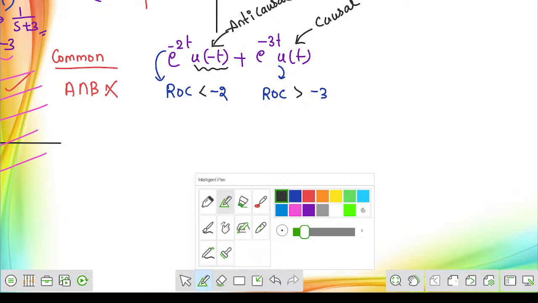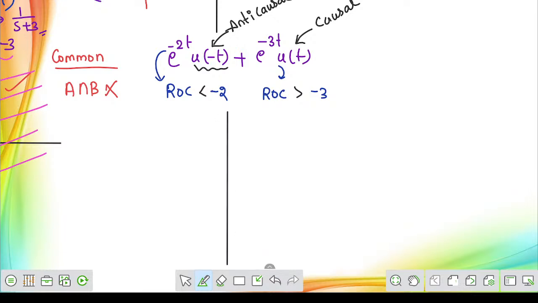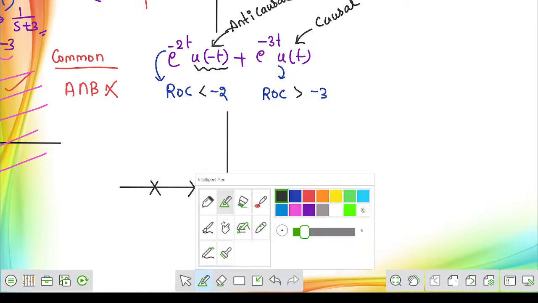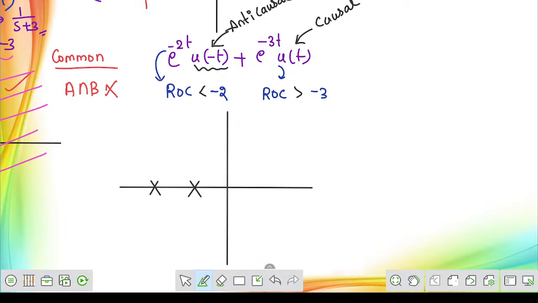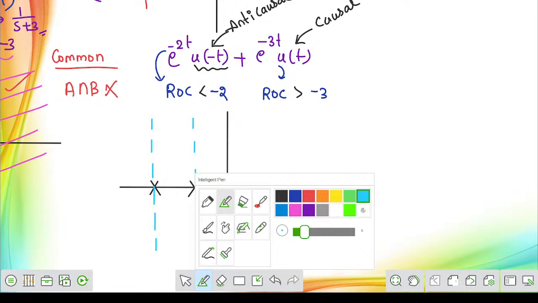Now we are going to develop the ROC. Look at the poles first. At s equal to minus 2, minus 3, we have 2 poles. After that, draw a vertical strip. The immediate step is drawing a vertical strip. Yes, I have drawn the vertical strip. Here also, I am drawing the vertical strip. After drawing the vertical strip, now let us develop the region of convergence, ROC.